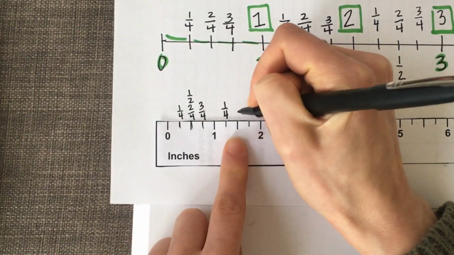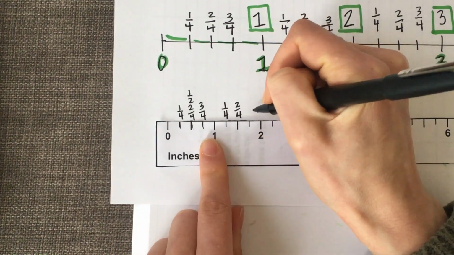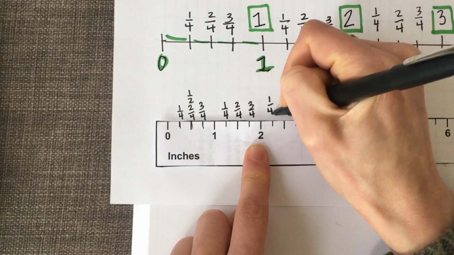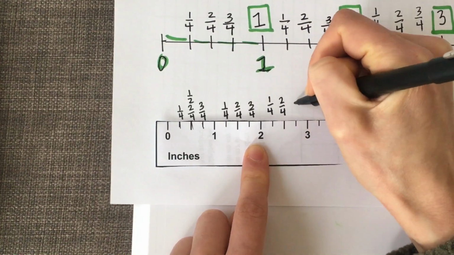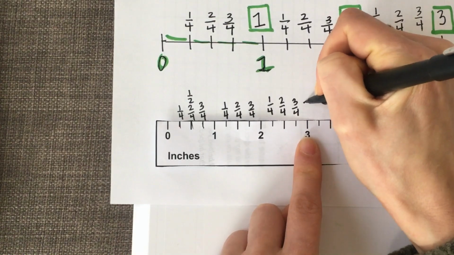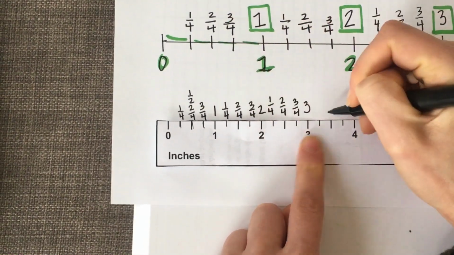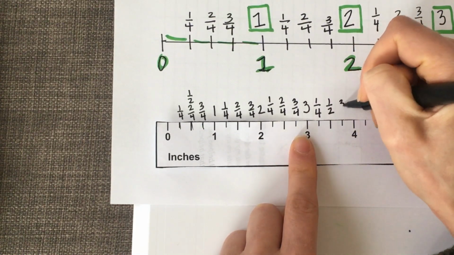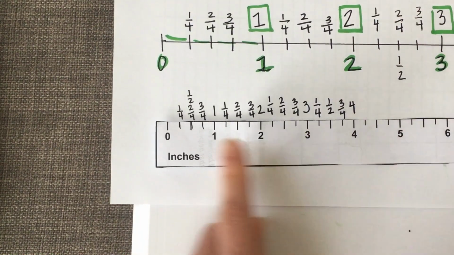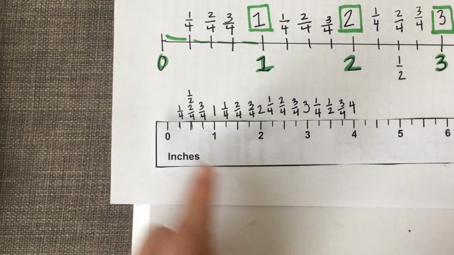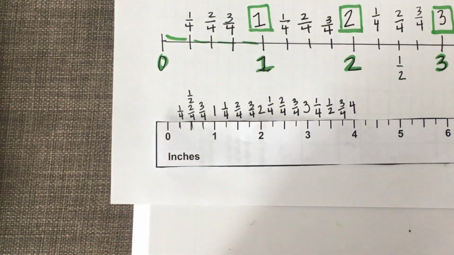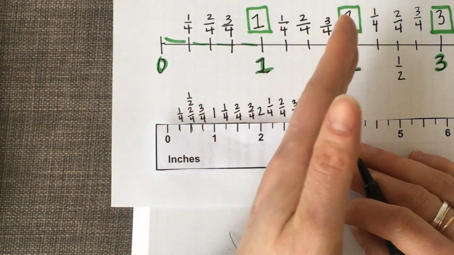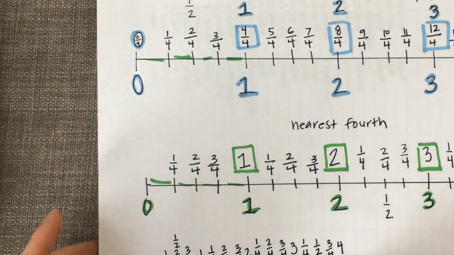1 1/4 inches, 1 inch 2/4 or a half, 1 inch 3/4, 2 inches long. 2 1/4 inches, 2 2/4 inches, 2 3/4 inches, 3 inches long. 3 1/4, 3 and what can I say besides 2/4? Yep, 3 1/2, 3 3/4, 4, and so on and so forth. So all of our ticks represent fourths because there are 1, 2, 3, 4 spaces. It's just when we're measuring in length, we start over again instead of continuing to count up like we were up here.